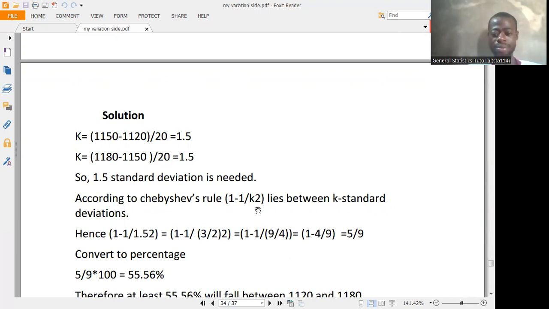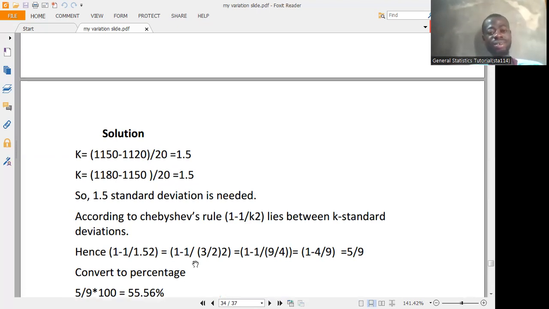Substituting this here, I will have 1 over 1.5 squared. Sorry, the square is supposed to be here, 1.5 squared. I can change 1.5 to 3 over 2. If I square it, I will have 9 over 4. So 1 minus 1 divided by 9 over 4. Using the law of division, when you have two divisions, you can change it to 4 over 9. So 1 minus 4 over 9 will give you 5 over 9. So in fact, 5 over 9 of them is going to fall between that. You can convert it to a percentage by multiplying by 100, which gives 55.56%. So that's the percentage.